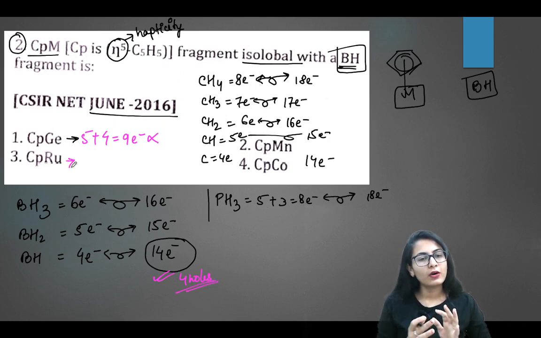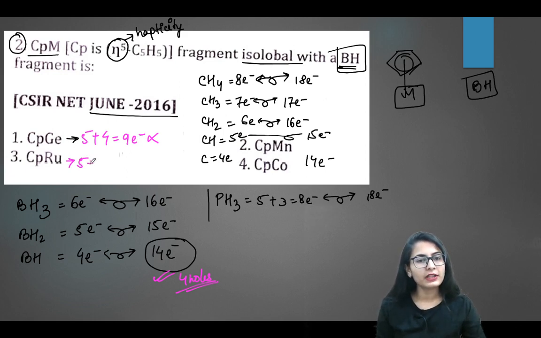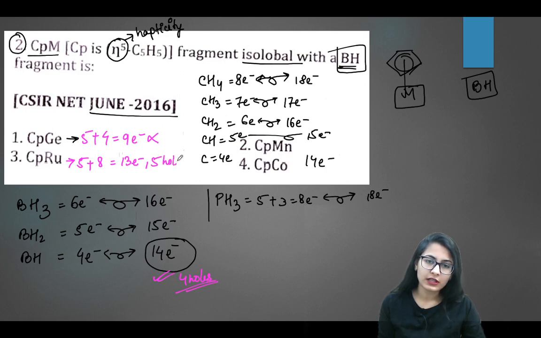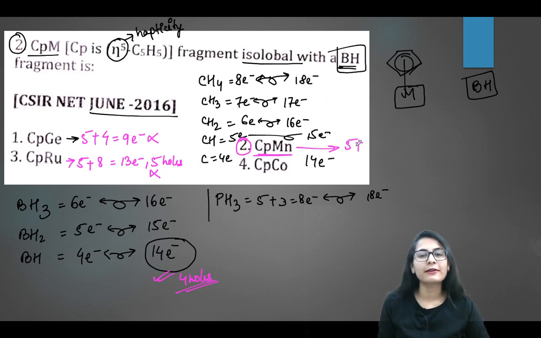Now for Cp ruthenium, here we have 5 and ruthenium gives 8 electrons, right? So it is now a 13 electron system, but it has 5 holes. Again, not isolobal. What about option number 2, CpMn? Here, 5 plus manganese, which has 7 electrons, gives 12 electrons, and it has 18 minus 12, 6 holes. Definitely it is not the answer.